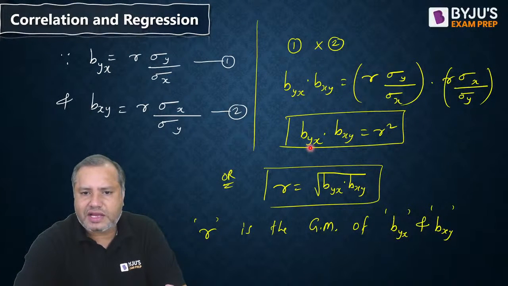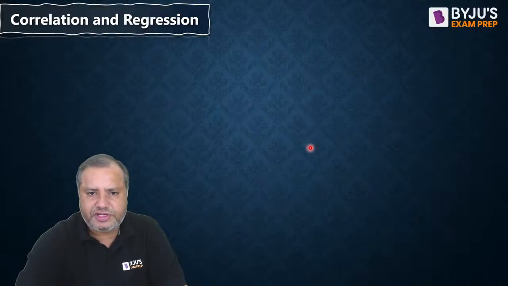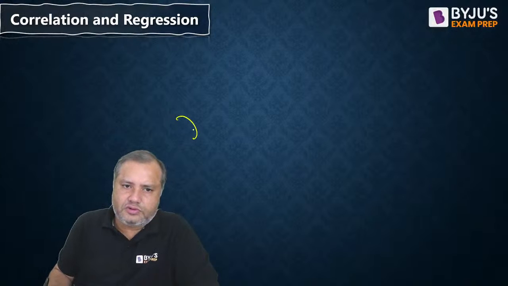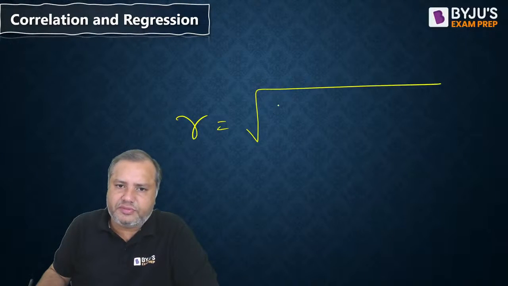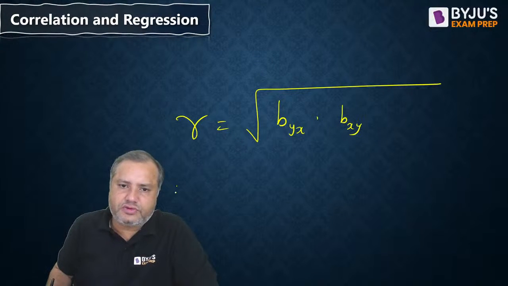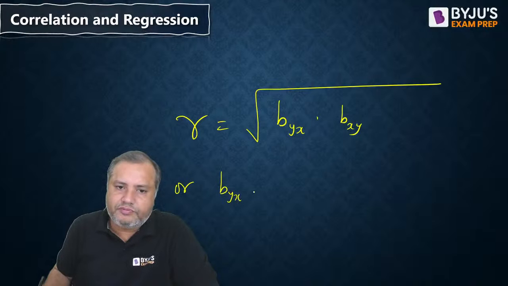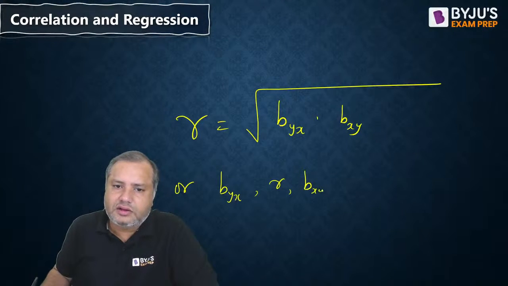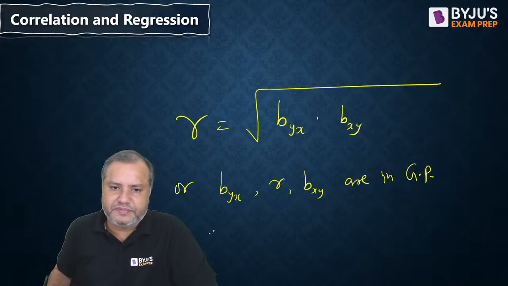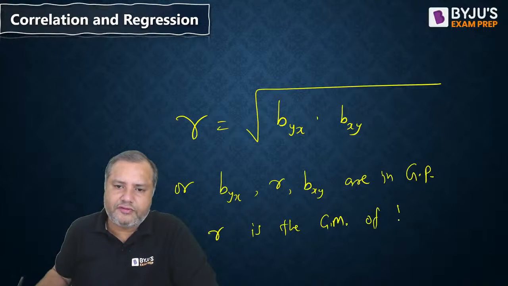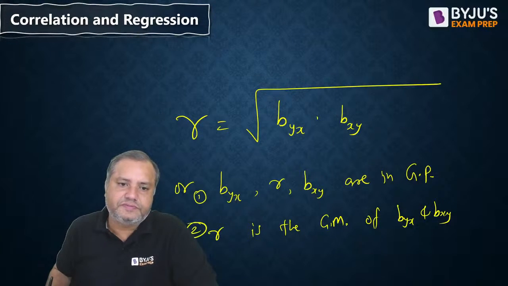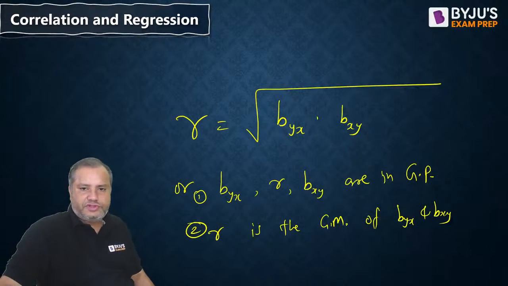Coefficient of correlation R is the geometric mean of the two regression coefficients. This is the formula. Coefficient of correlation R is the geometric mean of the two regression coefficients, or byx, R and bxy are in GP. R is the geometric mean of Byx and Bxy. I hope you understood this. I hope you all have understood.